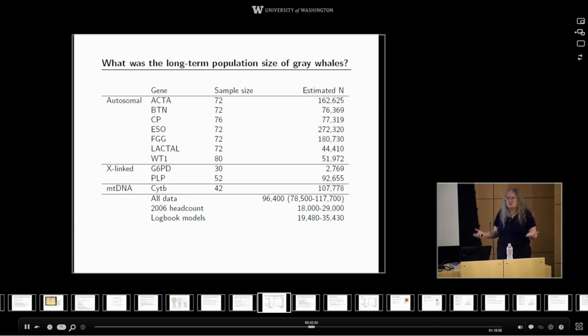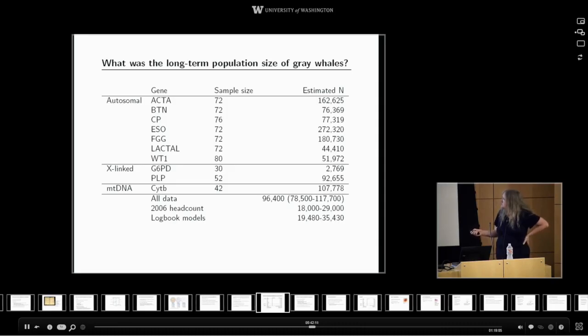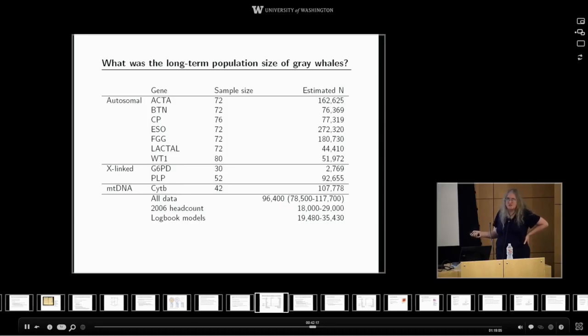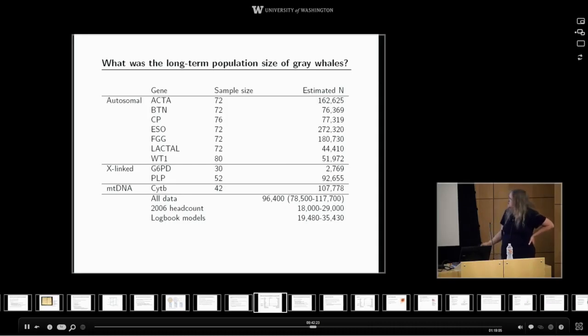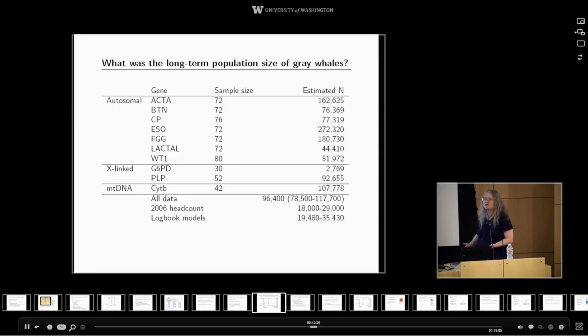That number doesn't probably mean much to you or me until you put it in context of what we had in 2006, which was about 20,000 whales. And what we thought was the natural carrying size of this population pre-whaling, based on the whalers' logbooks, was only about 20 to 30,000 whales. So the genetic evidence is saying there were something like 4 or 5 times more whales in the ocean pre-whaling than we had realized by examining whalers' records.